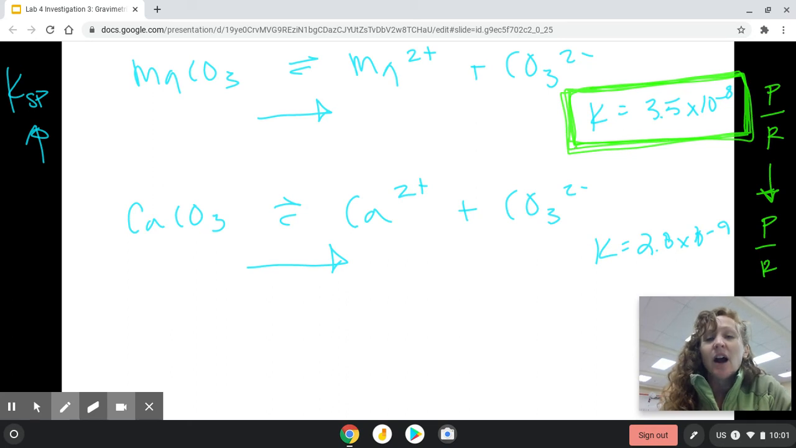Now, there are a couple catches with Ks. You can't always look at Ks and compare salts directly, but we'll talk about some of those details once we get into equilibrium and we look at the law of mass action more closely. For now, this is how we'll use it in this lab, and you can look at the Ks and rank the solubilities of the salts based on which one has a larger ratio.